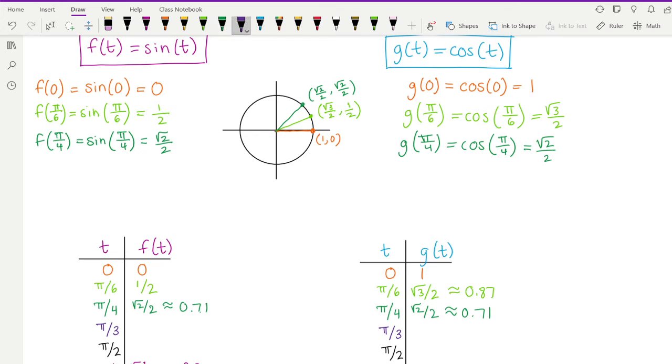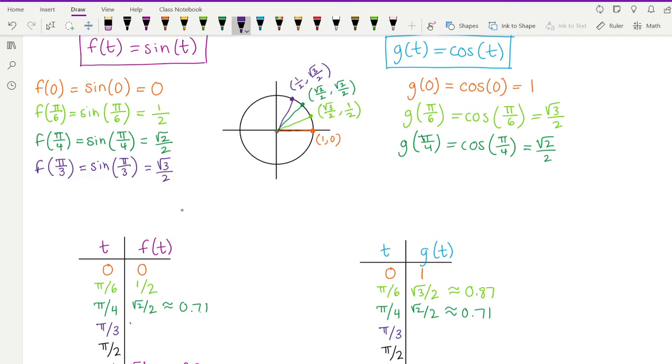Okay, pi over 3. So that is a 60-degree angle. And so the coordinates of that point are going to be 1/2, square root of 3 over 2. Again, if you don't know that off the top of your head, you can always draw a right triangle. And so f of pi over 3 would be sine of pi over 3. And so we're looking at the y coordinate, and we get square root of 3 over 2.